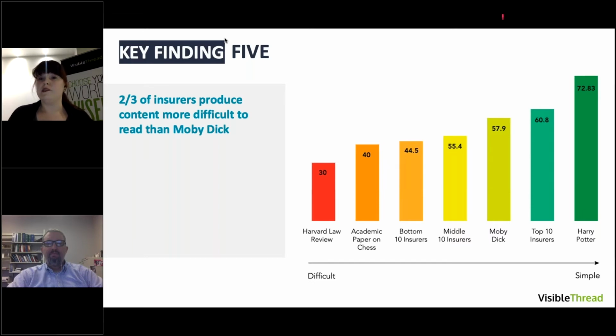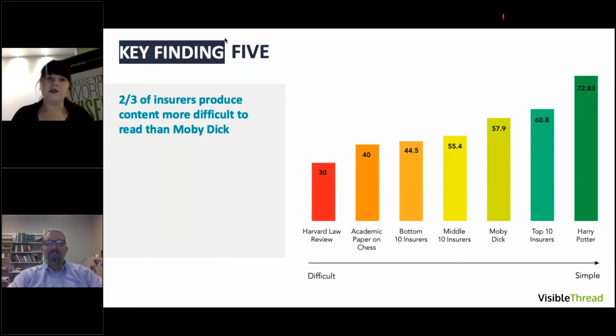They're not doing too bad. You know, they're in the green zone. This is getting to a point where it's actually quite easily understandable. Now, when we look at the middle and bottom insurers, and this is again grouped by the results of the Flesch Reading Ease scale, we can see the bottom 10 insurers are closer to an academic paper on chess than they are to a book like Moby Dick.